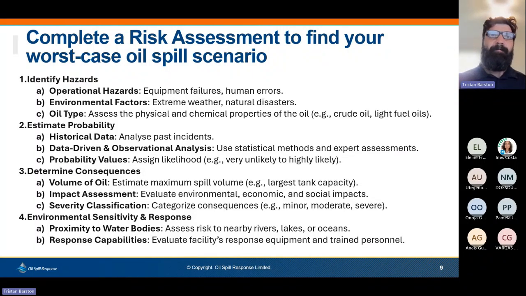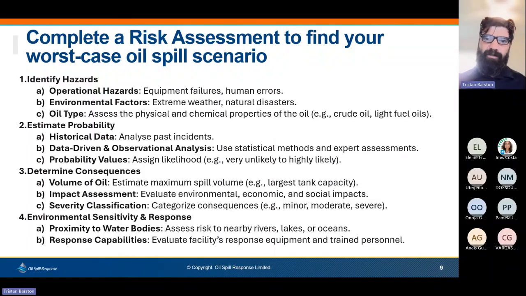And then the probability. And again, after being in business 40 years, this is where OSRL can really help you gather this data. We know the incidents that have occurred historically within the oil and gas industry and outside of the oil and gas industry as well. And we have reports from all of the responses that we've been on that look at and analyze those incidents, what worked well, what didn't work well, what was the cause of the incident. We use those to make sure that we gather either the data-driven or observational analysis.